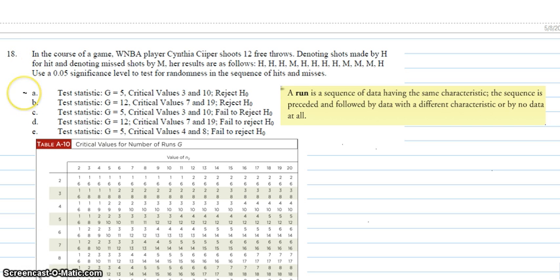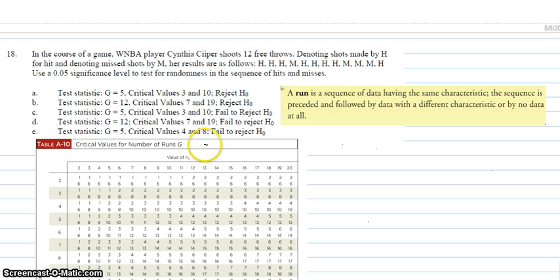Is your answer going to be A, test statistic G equals 5, critical values 3 and 10, reject H0. B, test statistic G equals 12, critical values 7 and 19, reject H0. C, test statistic G equals 5, critical values 3 and 10, fail to reject H0. D, test statistic G equals 12, critical values 7 and 19, fail to reject H0. Or E, test statistic G equals 5, critical values 4 and 8, fail to reject H0.